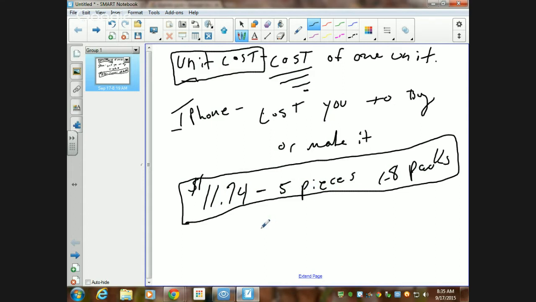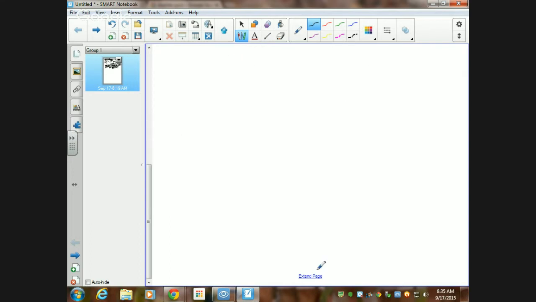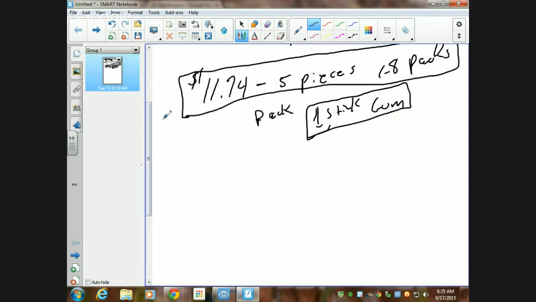One person says a pack, which could be true if we sell the pack. But let's say we sold just single sticks of gum. What's considered your unit? One stick of gum. So between you and your partner, see if you can calculate how much it costs you for one stick of gum. Go ahead. How would you figure that out? This one's a little challenging.